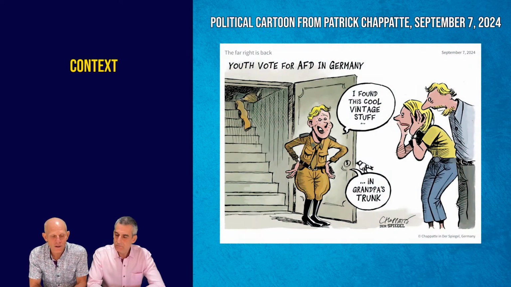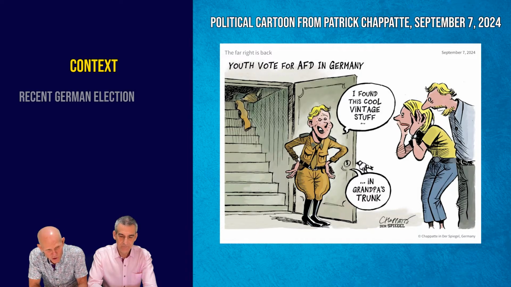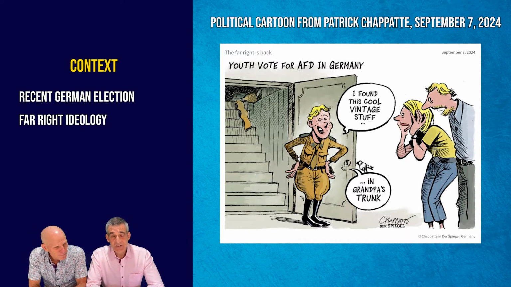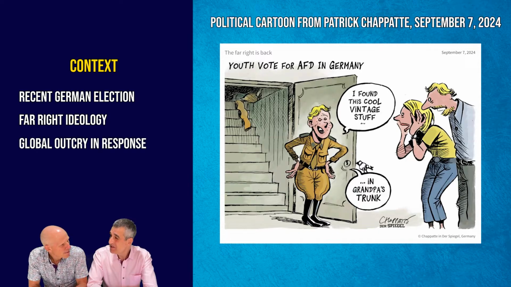So the first thing we want to do is take a look at a political cartoon by one of our cartoonists that we love, Patrick Chapatte. This is ripped out of the headlines. It's about a situation in Germany with the far-right political party that's gaining some ground. That's right, Mr. Giles. This was published on September 7th, 2024, in response to that recent German election. That turned a lot of heads, and Chapatte has some commentary that he wants to discuss.